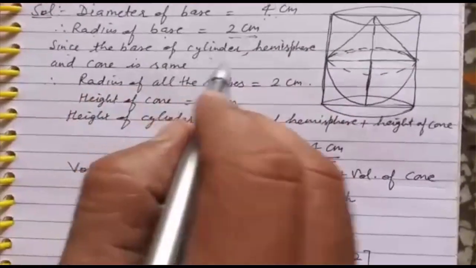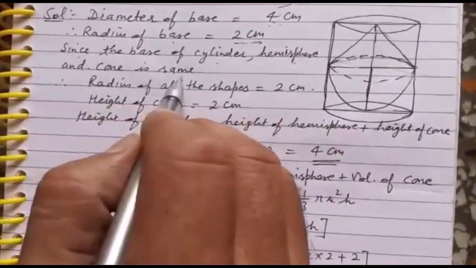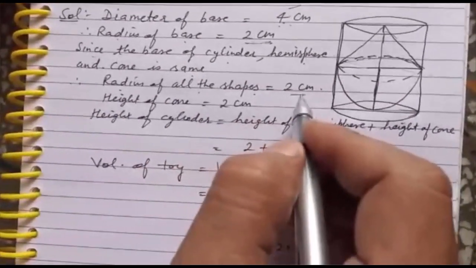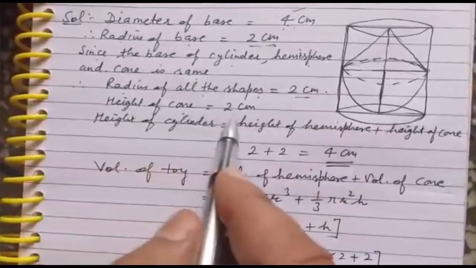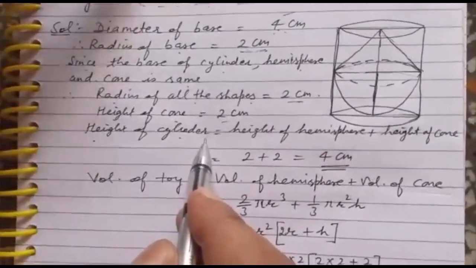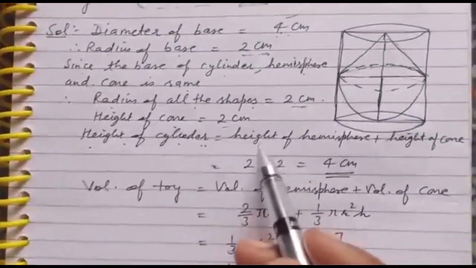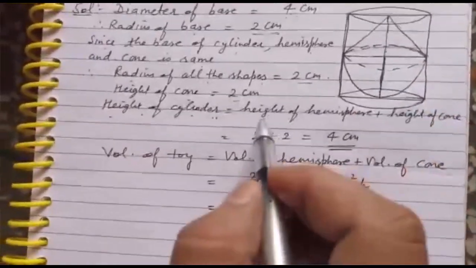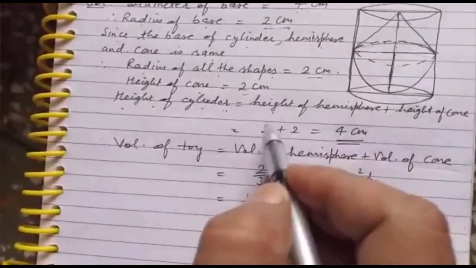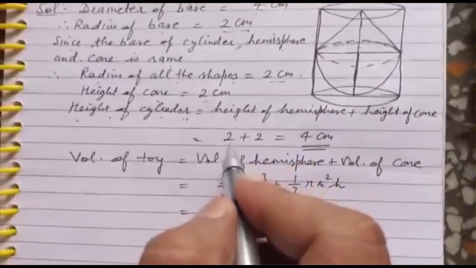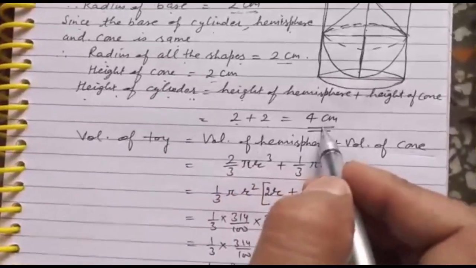Now since the base radius of hemisphere and cone is the same, therefore the radius of all the shapes will be same, that is 2 cm. The height of cone is 2 cm given in the question. Now we need to find the height of the cylinder, which is not in the question. So the height of cylinder will be height of hemisphere plus height of cone, and the height of hemisphere means radius of hemisphere. The radius becomes the height of the hemisphere. So the height of cylinder becomes 2 plus 2, that is 4 cm.